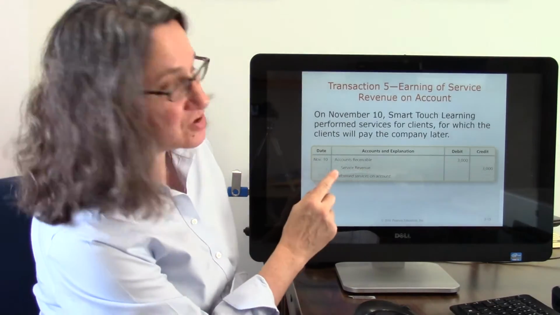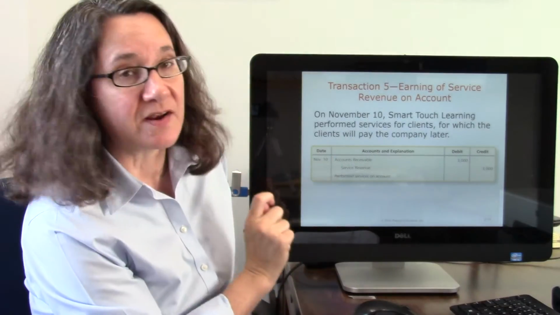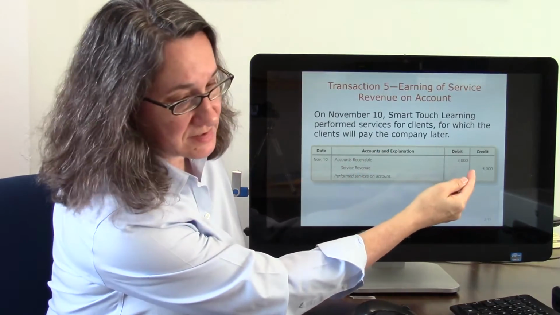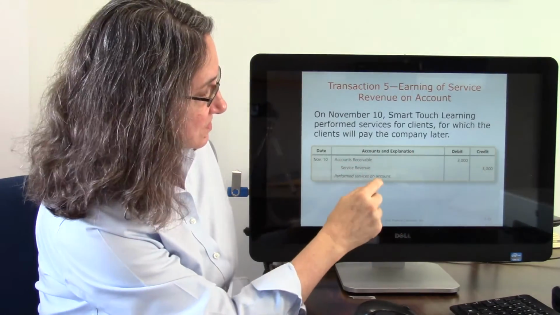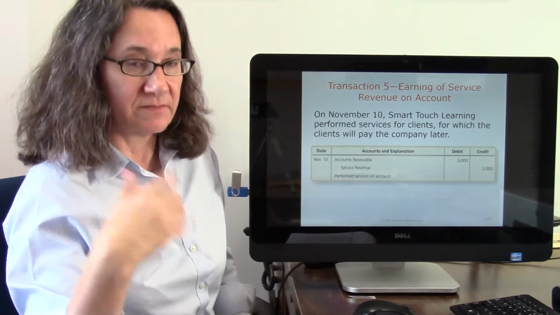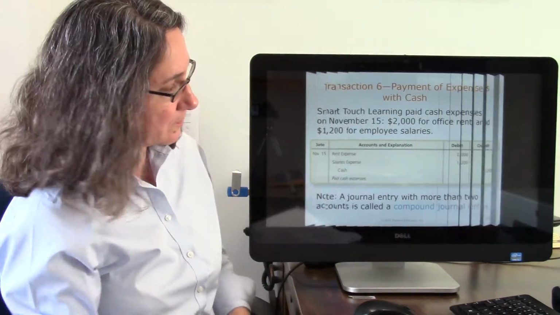So, in our journal, which we're keeping in chronological order, we write accounts receivable, debit, 3,000, service revenue, slightly indented, service revenue, credit, 3,000. And there we go, it's recorded.